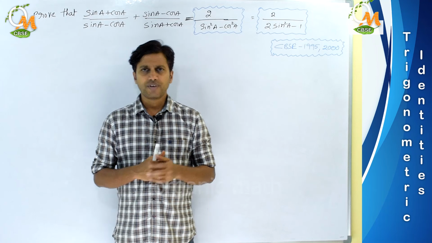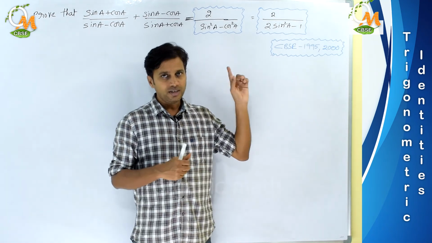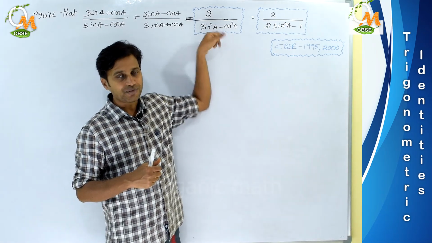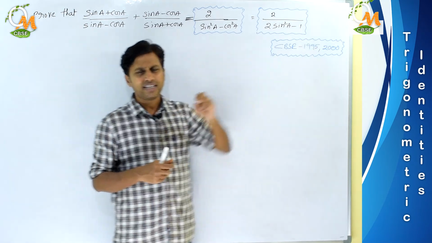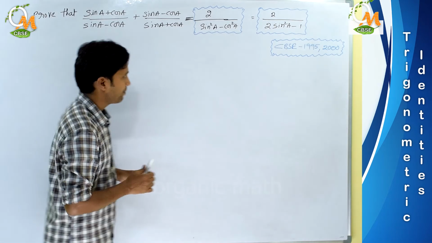And students, when we need to prove two results, don't panic. If you get one, then by just rearranging that first result, we can get the second one. Understood? It's a very simple, very small problem. Let us do it.